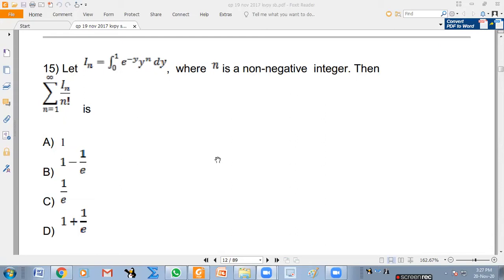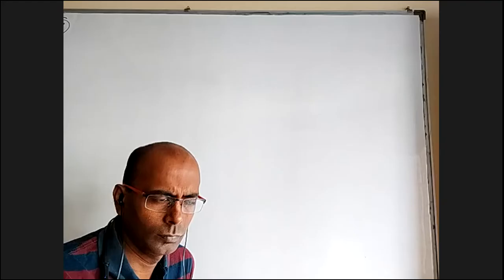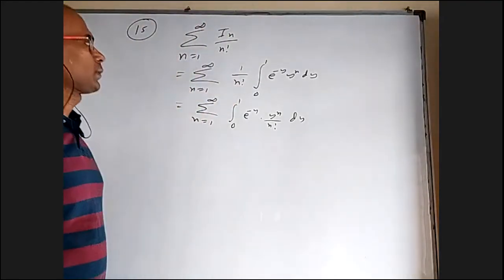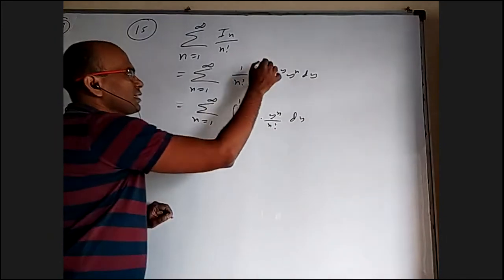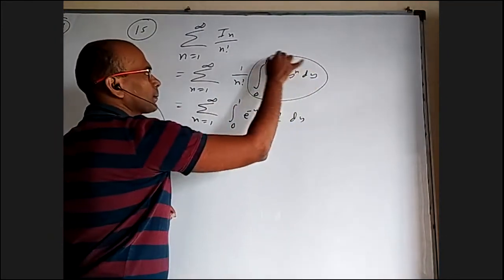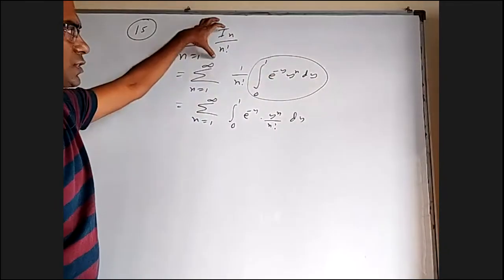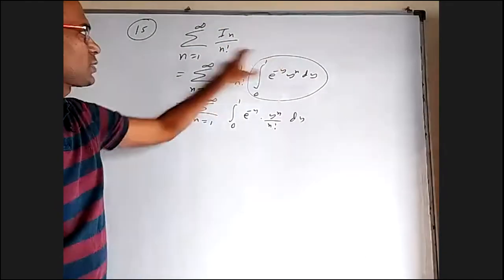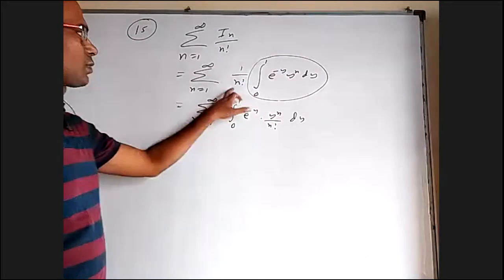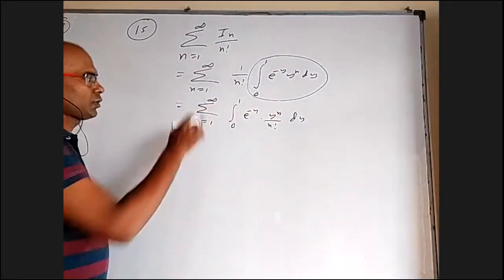When I expand the sigma, let me see what happens. In the question they gave I_n as this. This is what is given as I_n and this is what is asked. So in the place of I_n, I just substitute; this n factorial is there. I took this n factorial inside. Now I want to open up the sigma.